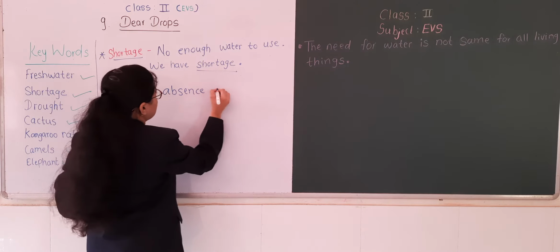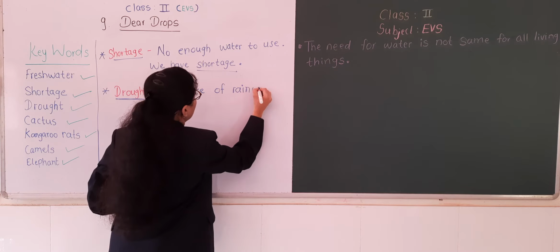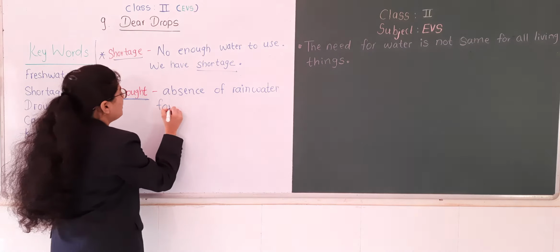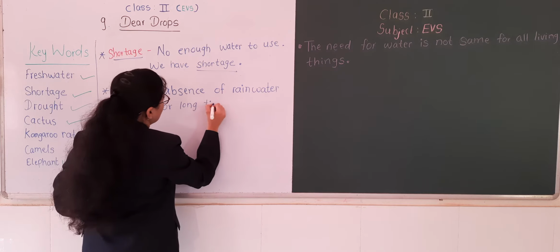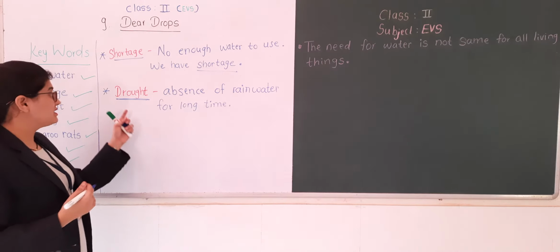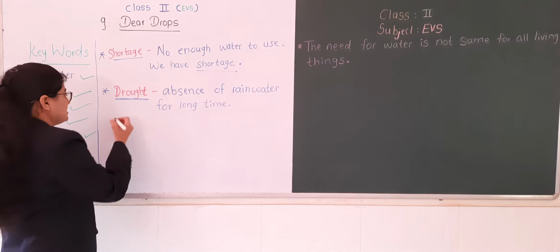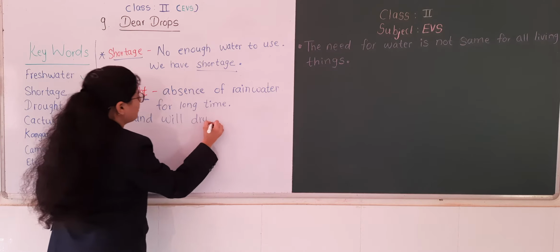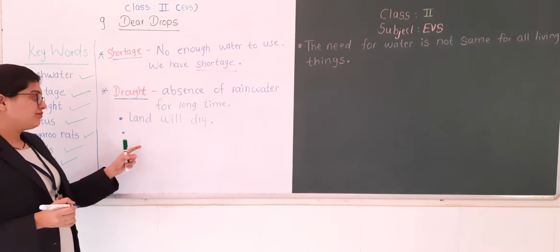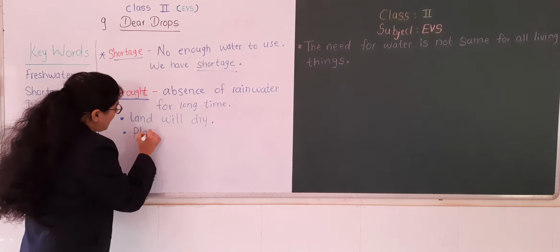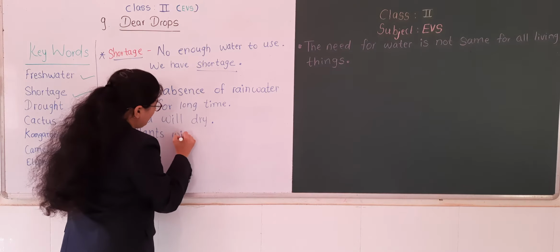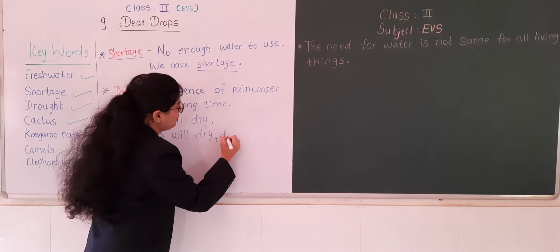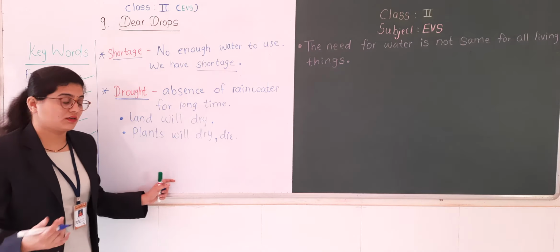Absence of rainwater for a long time. What will happen if there is absence of rainwater for a long time? Yes, the land will dry, or it will completely dry. Then what will happen? Yes, the plants will also dry, and they may also die without water.